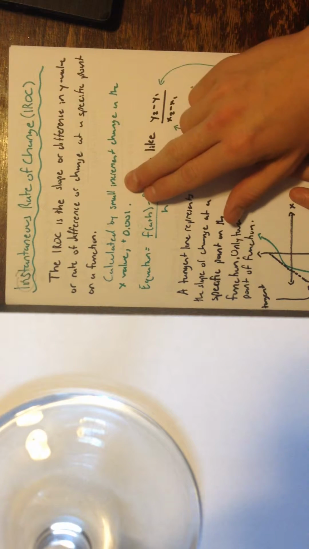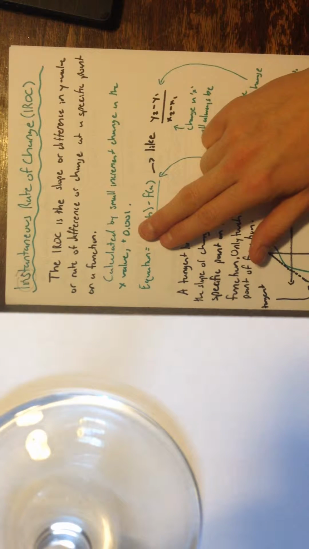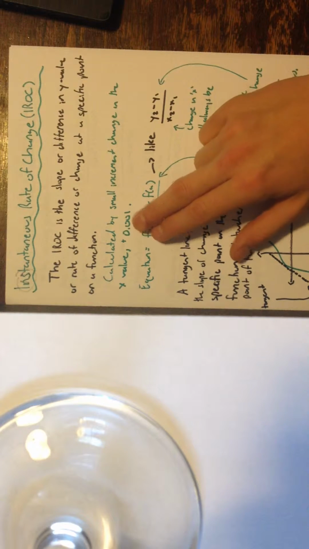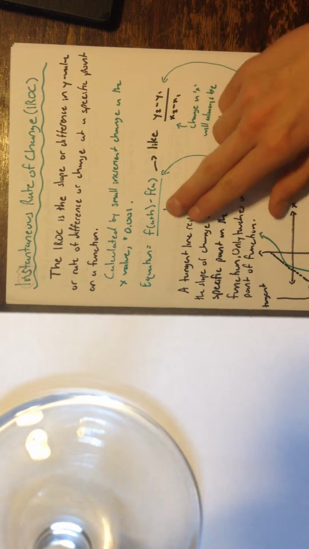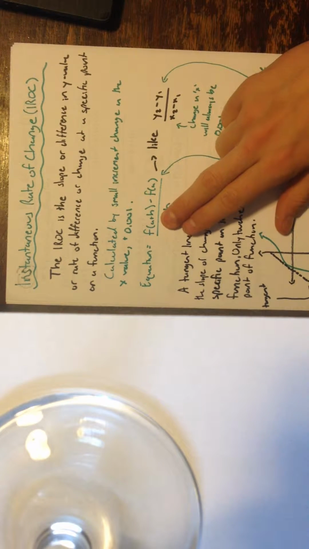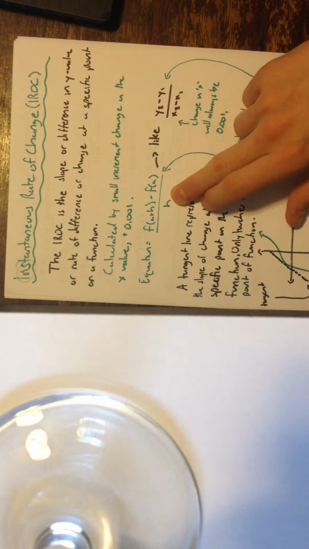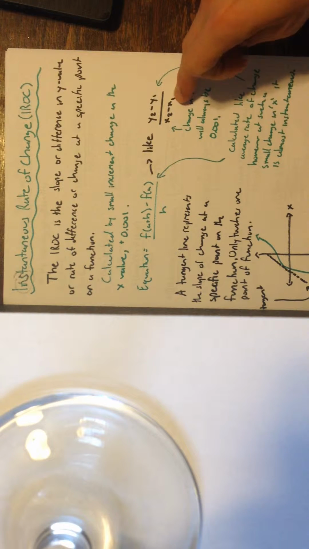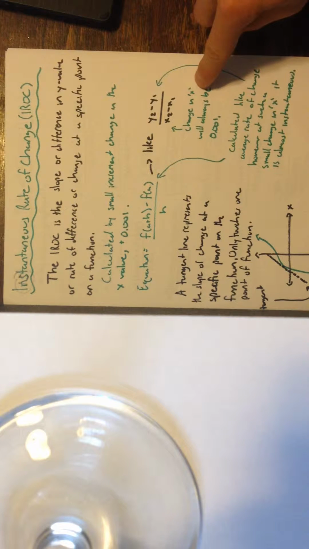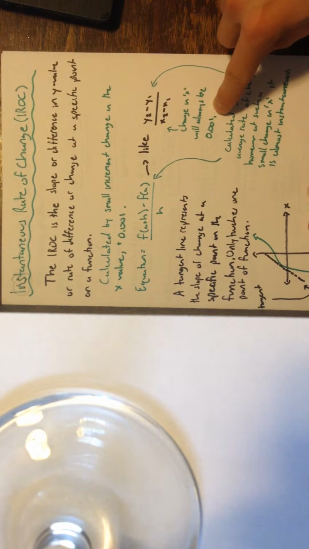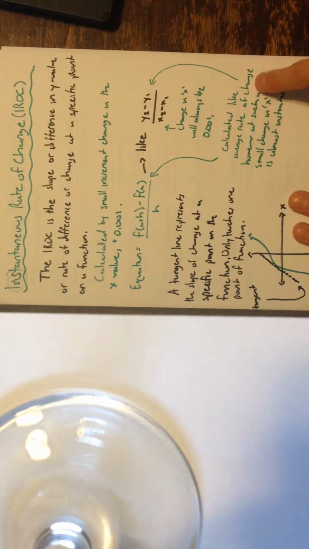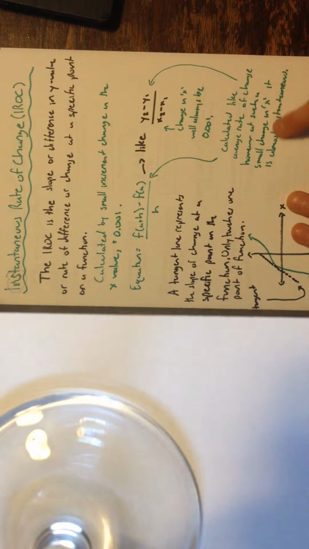It is calculated by a small increment change in the x value, or plus or minus 0.001, which in this case I use plus 0.001. So we see the equation is f of a plus h minus f of a, over h. It is like this equation, y2 minus y1 over x2 minus x1. However, the denominator, the change in x, will always be 0.001. And the equation here is calculated like the average rate of change. However, at such a small change in x, it's almost instantaneous.